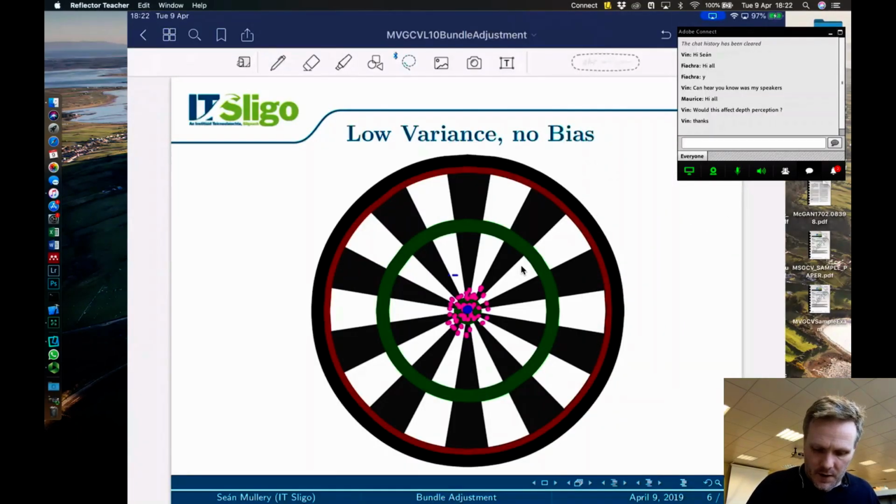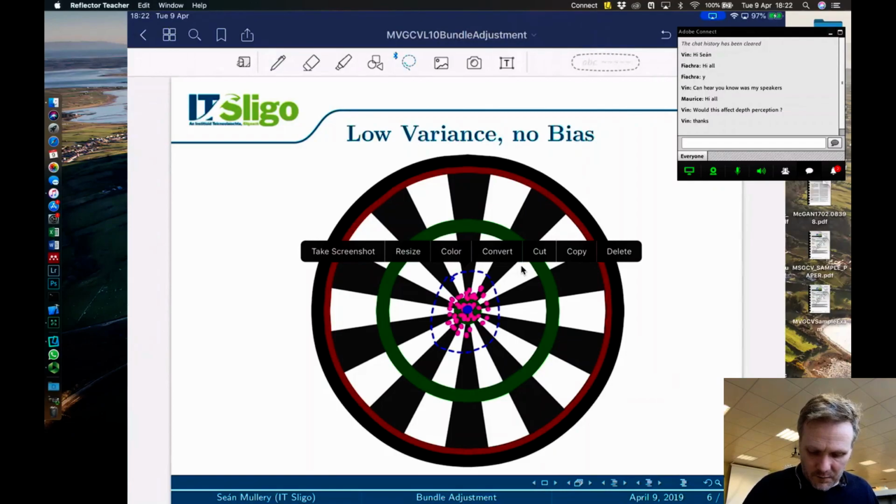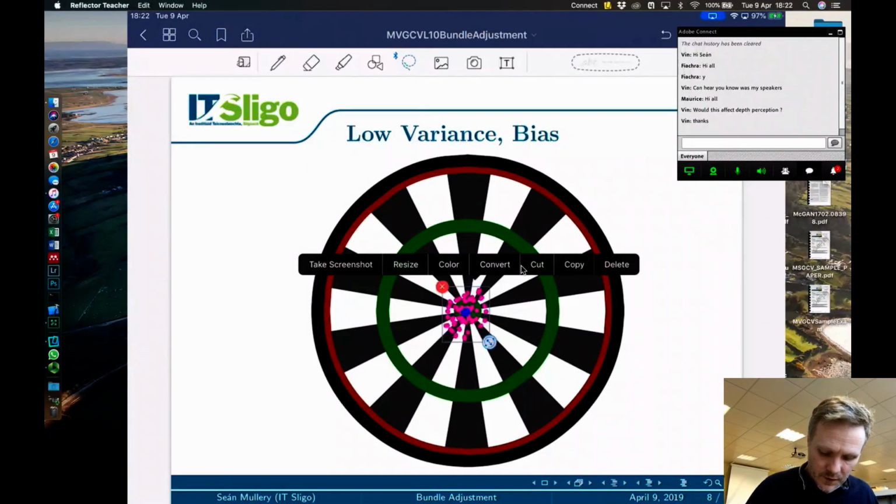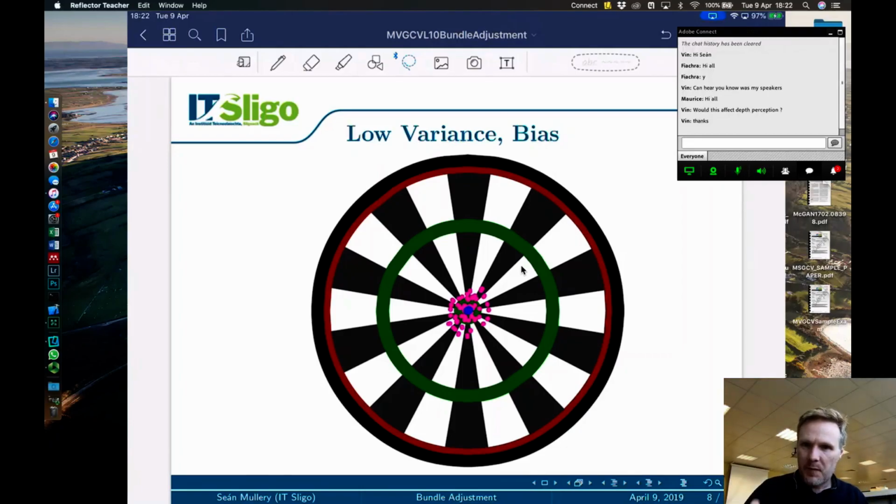So what I'm going to do is grab my low variance one here, copy it, and move it over to this example here. Okay, so what happens in this case is that if we have some bias, and let's say the bias is all in a particular direction, up in this direction here, then when we take our points, they will all move in that direction.